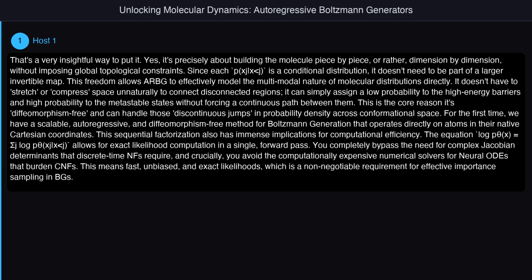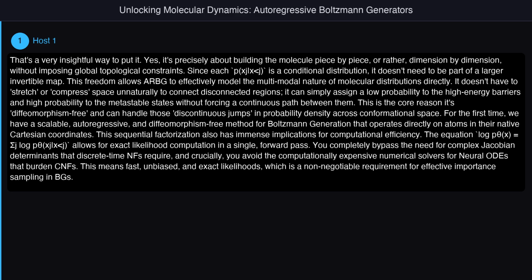It doesn't have to stretch or compress space unnaturally to connect disconnected regions. It can simply assign a low probability to the high-energy barriers and high probability to the metastable states without forcing a continuous path between them. This is the core reason it's diffeomorphism-free and can handle those discontinuous jumps in probability density across conformational space. For the first time, we have a scalable, autoregressive, and diffeomorphism-free method for Boltzmann generation that operates directly on atoms in their native Cartesian coordinates.